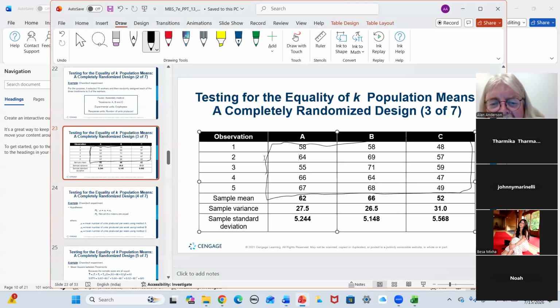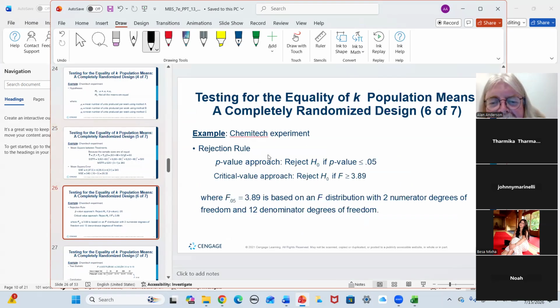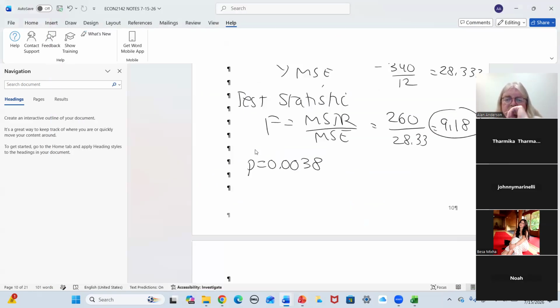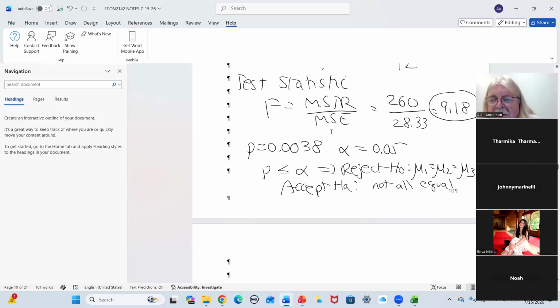I didn't notice what the alpha was in this case. And they're showing you all the gruesome details here. It looks like we chose 0.05. And then we accept the alternative that they're not all equal. In other words, the three procedures are not equally efficient at producing whatever it is they're doing there.